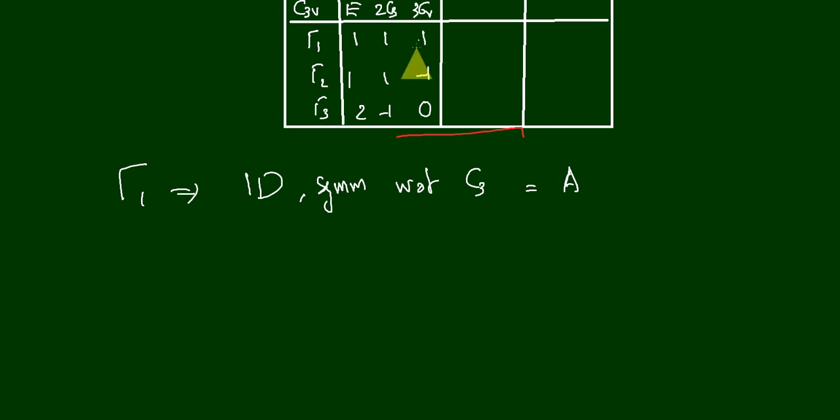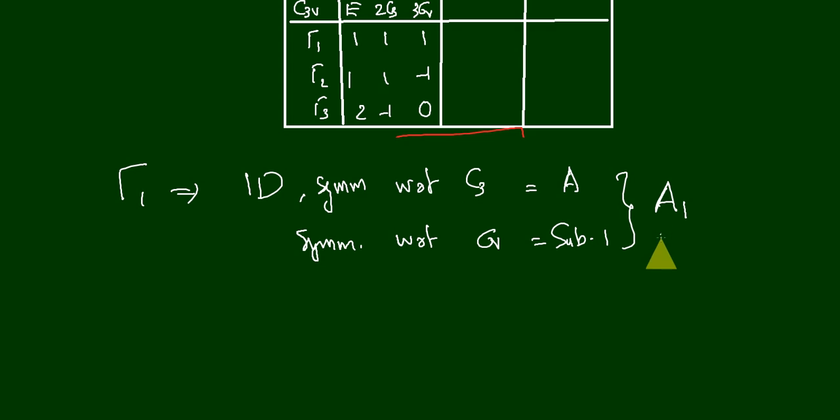Yes, in this case, the first character line is symmetric with respect to the mirror plane. So we can write symmetric with respect to sigma v. So the subscript is 1. So from these two observations, we can see that the Mulliken symbol for the first irreducible representation is A1. Okay. So gamma 1 turns as A1.